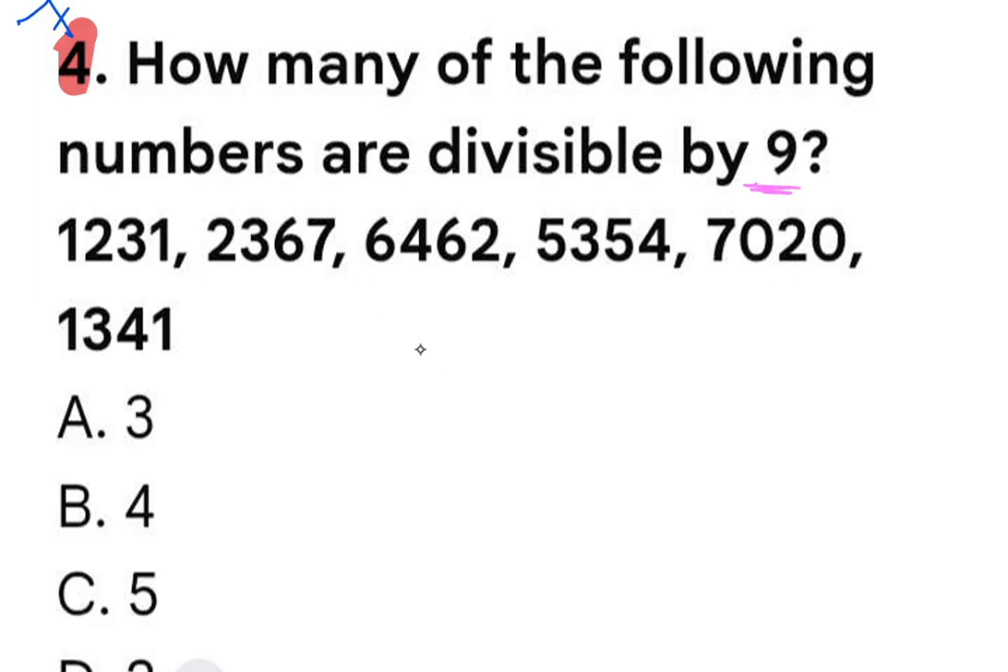First is 1231. Take the sum: 1 plus 2 plus 3 plus 1, that is 1 plus 2 is 3, 3 plus 3 is 6, 6 plus 1 is 7. You are getting 7. 7 is not a multiple of 9. So it is not divisible by 9.